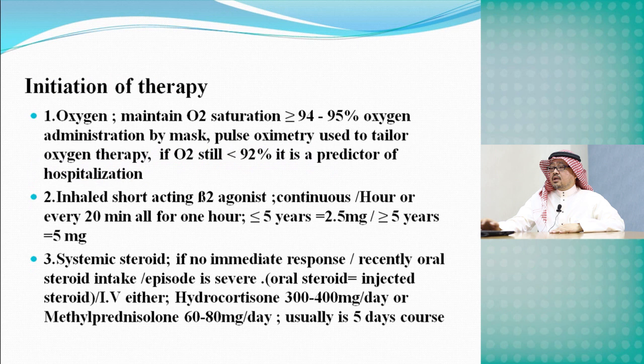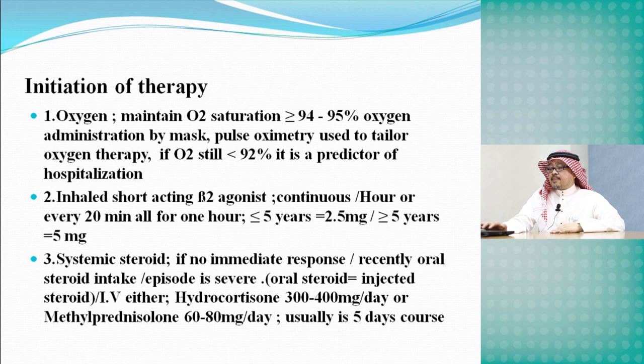Subsequently, we'll give the treatment, mainly in the form of oxygen, and the aim is to keep the oxygen saturation at or above 94% to 95%. Oxygen administration is by mask, and pulse oximetry is used to tailor oxygen therapy. If the oxygen saturation is still less than 92, it's a predictor of hospital admission.